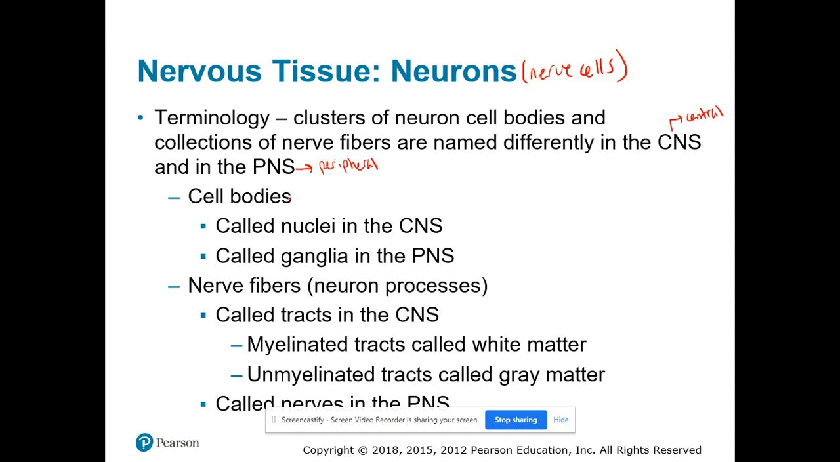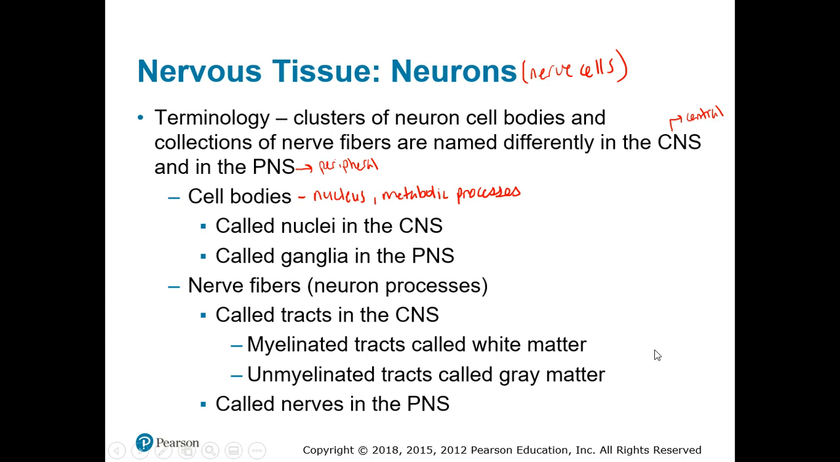So again, cell bodies, just as a general reminder, this is where you're going to find the nucleus, and this is also where metabolic processes take place for the cell. In the central nervous system, clusters of cell bodies are called nuclei, whereas in the peripheral nervous system, they're called ganglia.